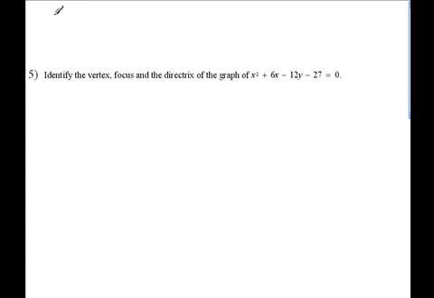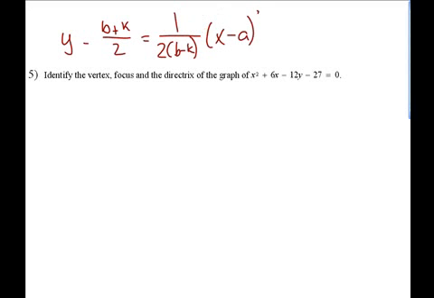We're using a formula, y minus the quantity b plus k over 2 equals 1 over 2 times the quantity b minus k times the quantity x minus a squared, for parabolas. And again, we're looking for a vertex, a focus, and a directrix.